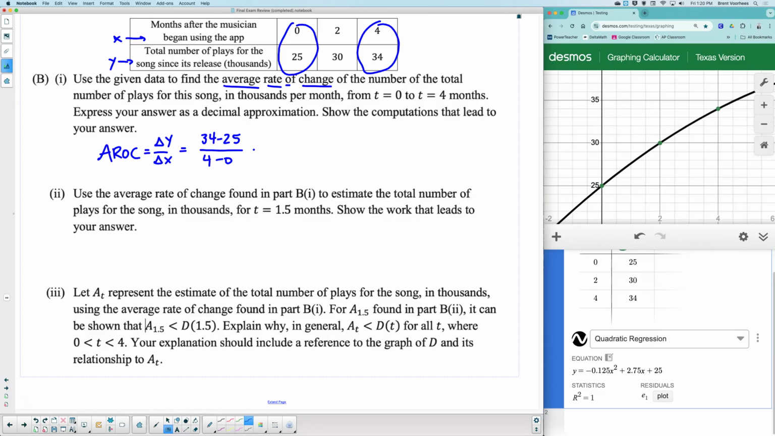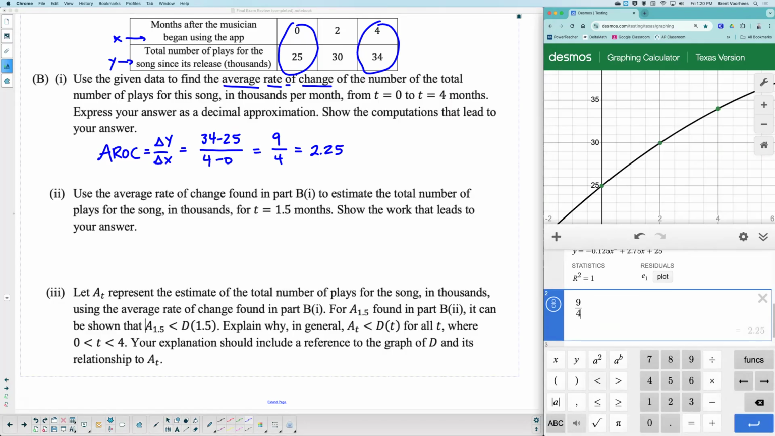Okay, I don't need the calculator for this one. 34 minus 25 is 9, and 4. Actually, it says as a decimal approximation, I think that's 2.25. I will check that in the calculator. 9 divided by 4, is that 2.25? Yes. Great. That would be my answer there.